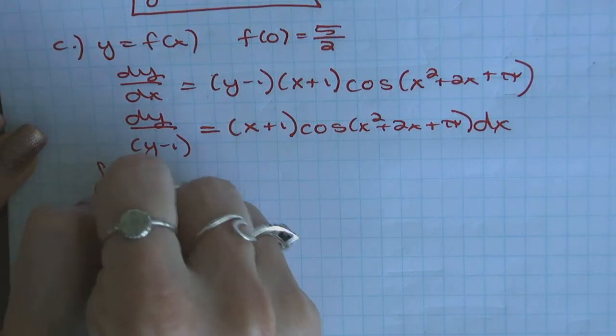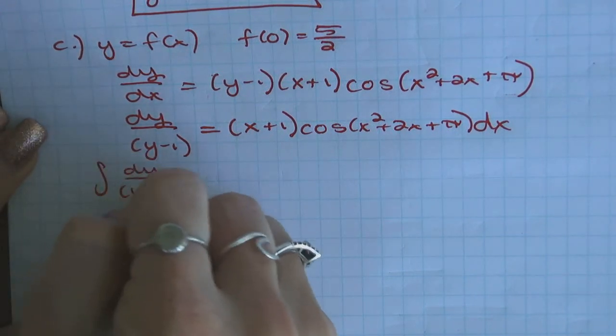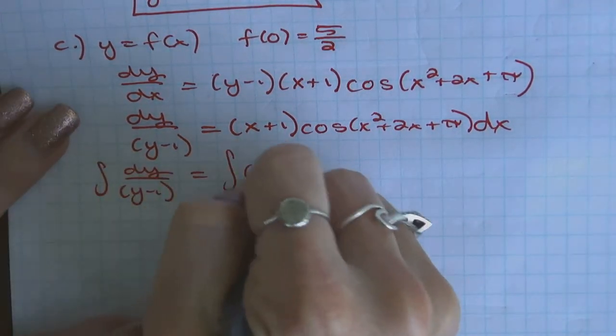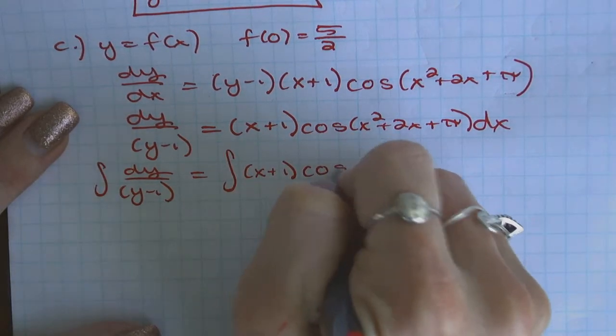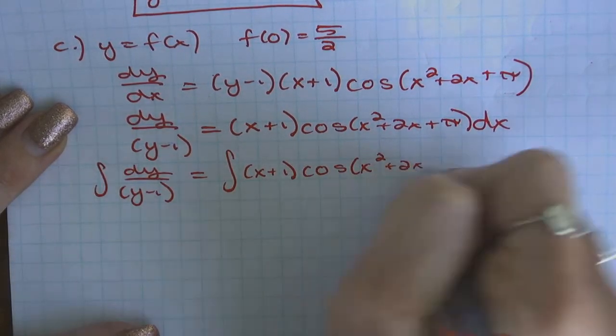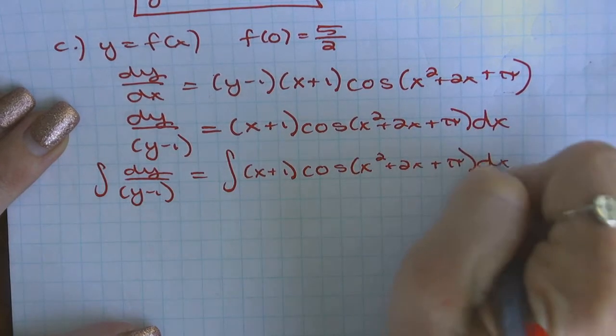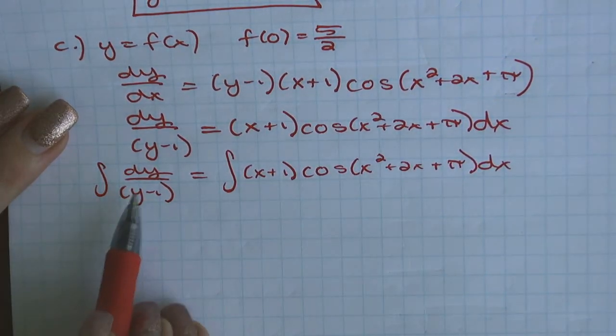The integral of dy all over (y minus 1) is going to equal the integral of (x plus 1) times cosine of (x squared plus 2x plus pi) dx. This guy's a really simple U substitution.